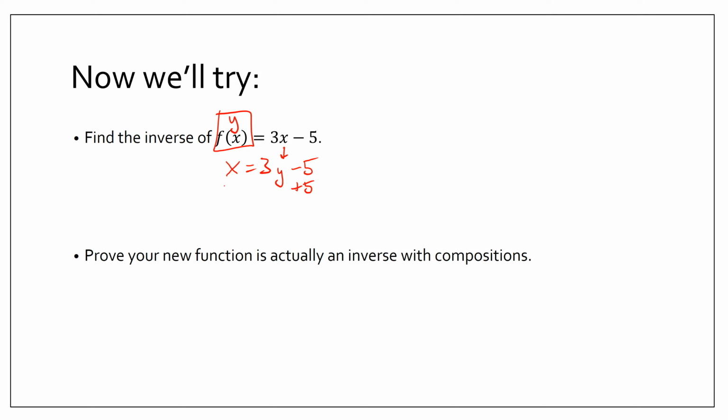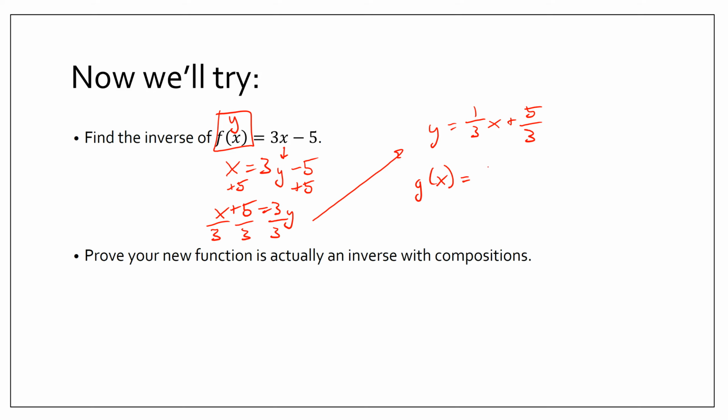Let's add 5 to both sides. So x plus 5 equals 3y. And then I guess I would divide by 3. So divide every term by 3. I'm going to get y equals, I'll just write it as 1/3 x plus 5 over 3. This is my inverse function. So I'll write it as g of x because typically we use g of x to denote an inverse. My inverse function is 1/3 x plus 5/3.